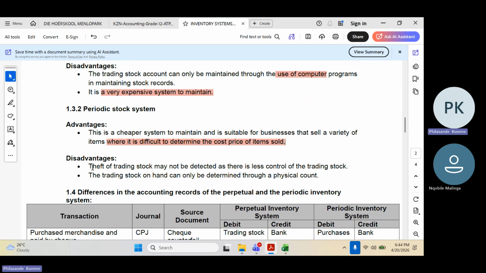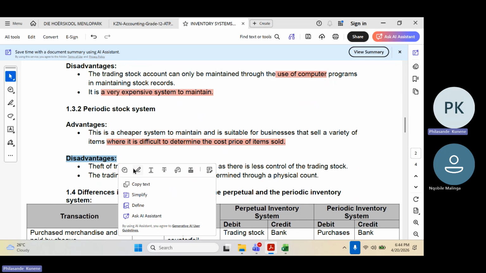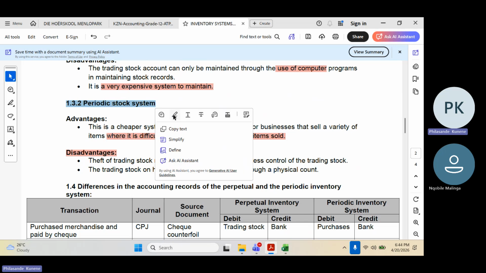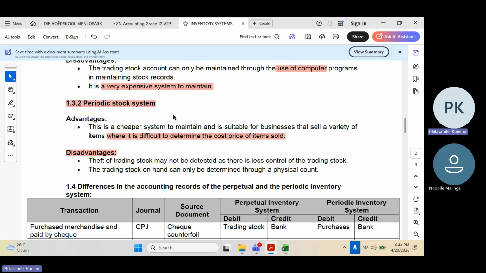Then a disadvantage: this one is too risky, even though it is suitable for small businesses. You see, if Shoprite implemented a periodic system, it would be a problem. It's going to be a big problem for them. I'm just making an example. If Shoprite said now we're changing from perpetual to periodic system, employees would be very happy.